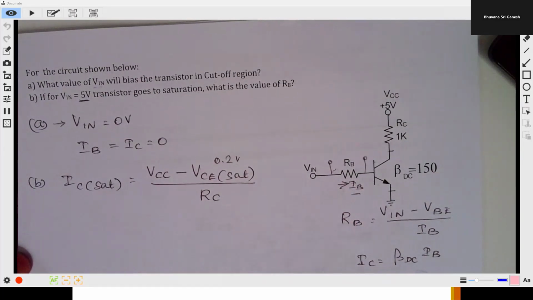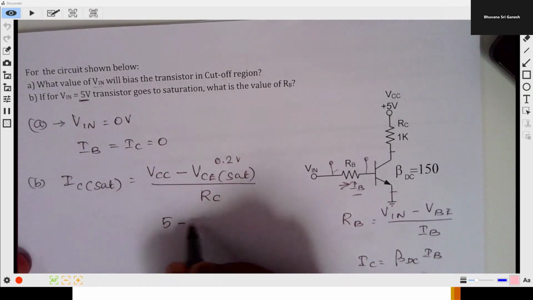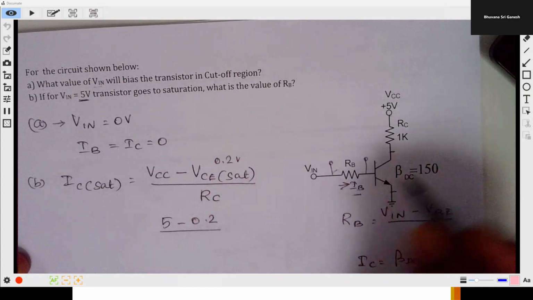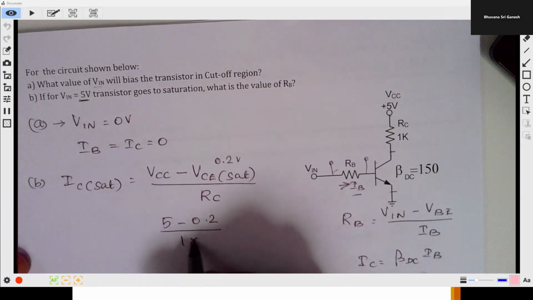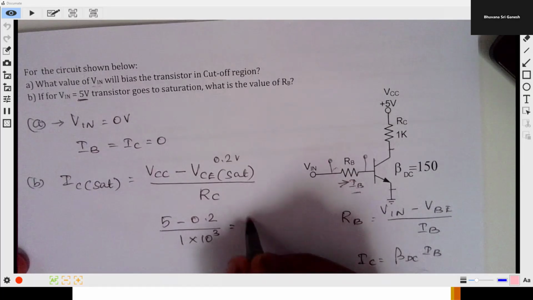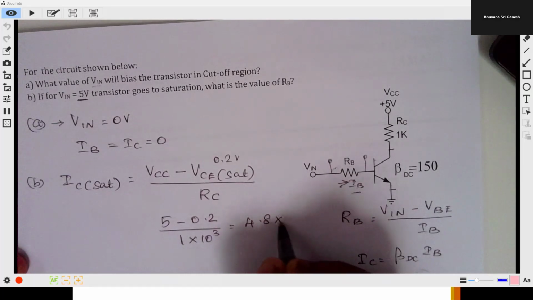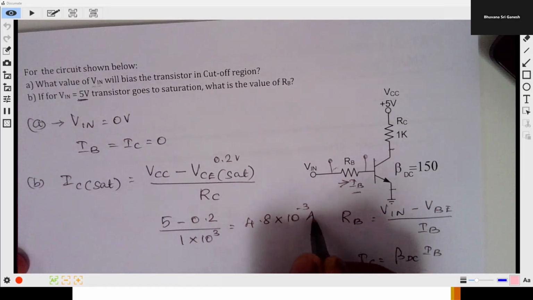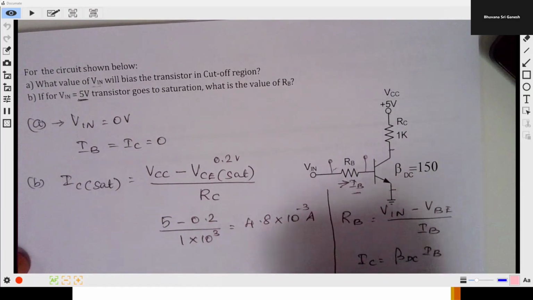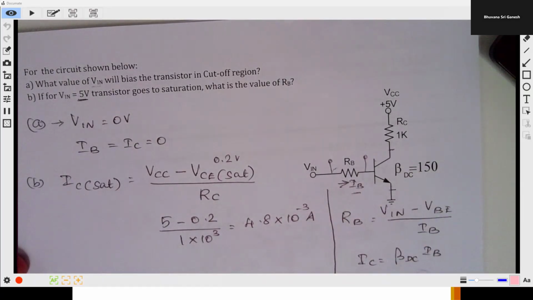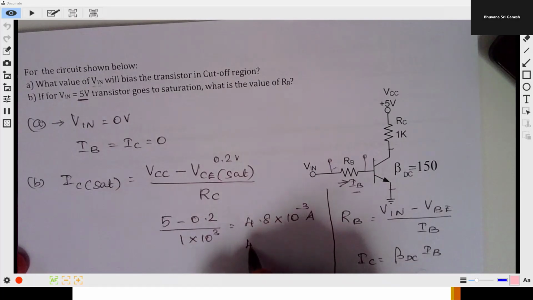Now we know the approximation for VCE saturation is 0.2 volts. So VCC is given as 5, minus 0.2, and the value of RC is 1 kilo ohm, so 10 power 3. That gives 4.8 times 10 power minus 3 amperes, so 4.8 milliamperes for IC.